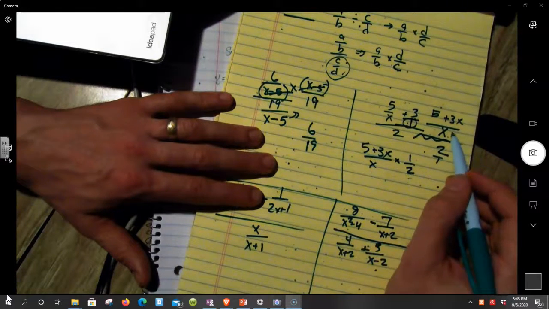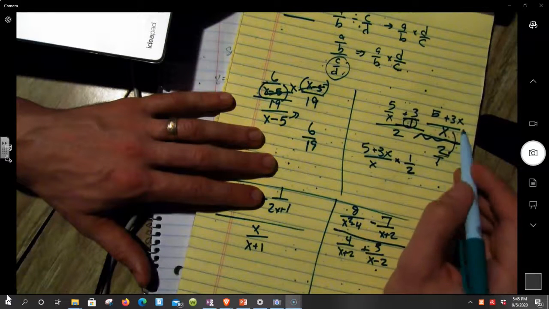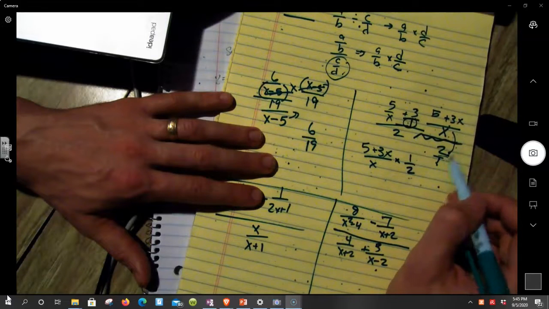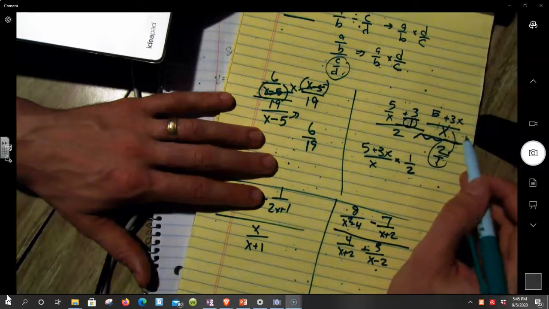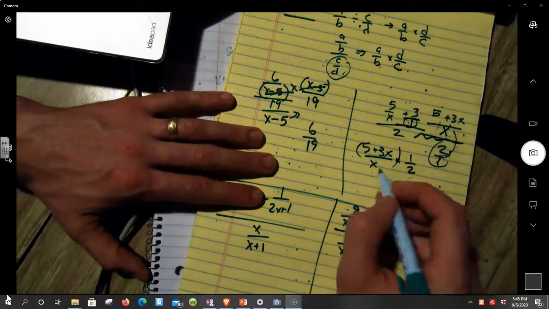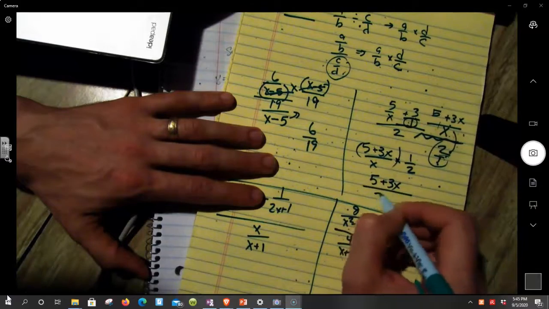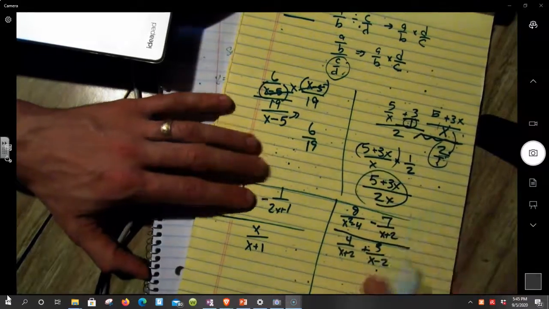Now you might know a little trick that you can multiply these denominators, but in case you didn't, just make the 2 over 1. And then remember, fraction divided by fraction, you multiply the numerator by the reciprocal of the bottom fraction. So when you do that, you're going to get 5 plus 3x over 2x, and that'll be your final answer there.